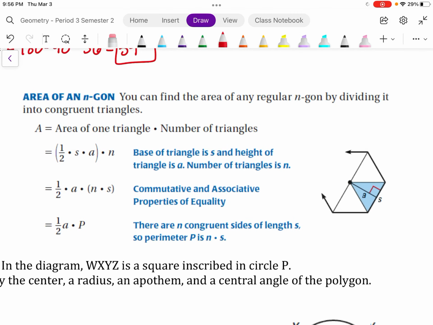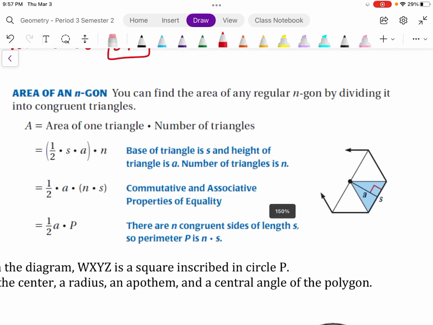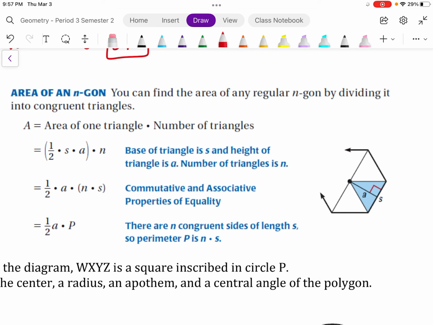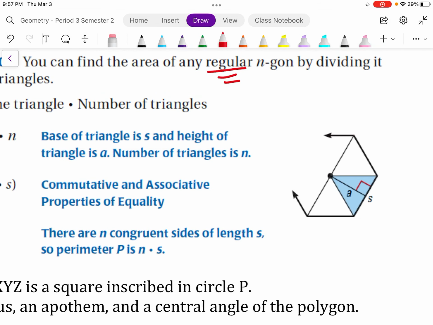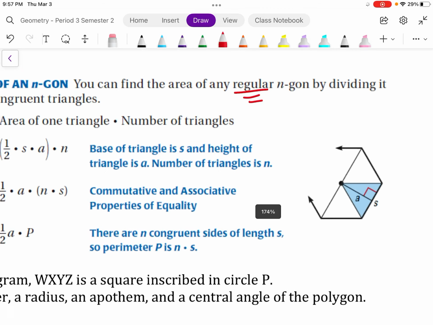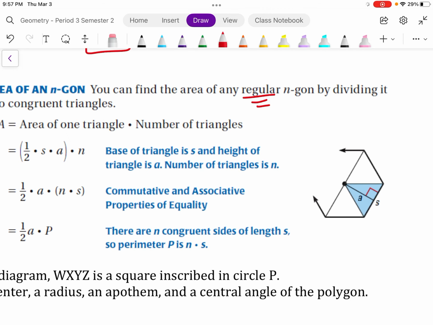Next, we're going to go over how to find the area of an n-gon, which means a polygon with any number of sides. And you can find the area of any regular, the key word is regular, polygon here by dividing it into congruent triangles. So we're going to find the area of one of the triangles, and they've highlighted it in blue over here, and then we're going to multiply that by the number of triangles.